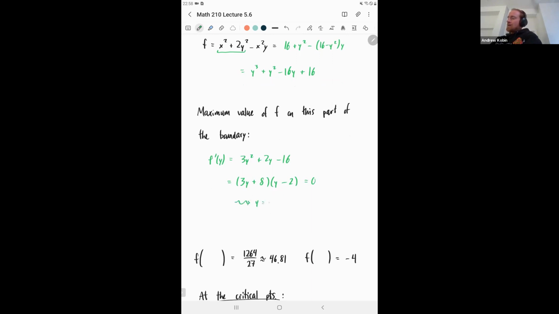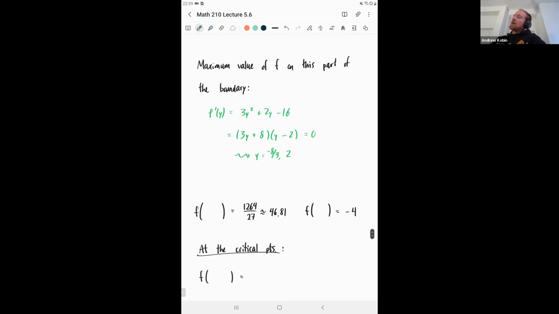The y coordinate is negative 8/3 or positive 2 on the boundary, and we can determine the x coordinate using the circle equation. These points are possible points where on the boundary we have a maximum value of the function. They could also be minima. They could be fake-out critical points that aren't max or min. At this point, if you wanted to know along the boundary whether these two critical points give you max or min values, you could test that separately.